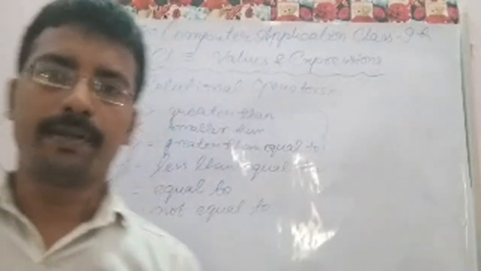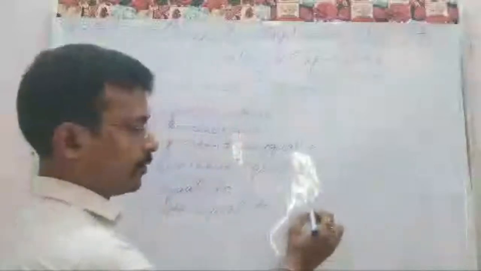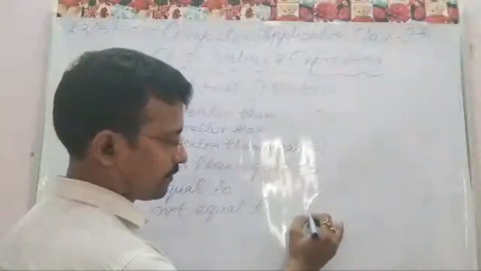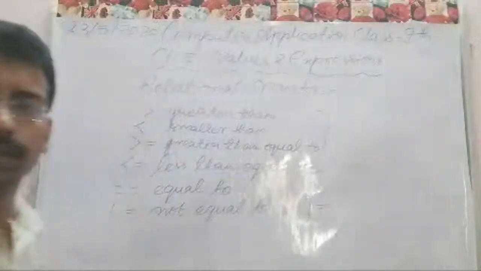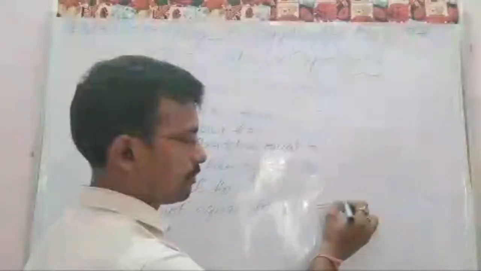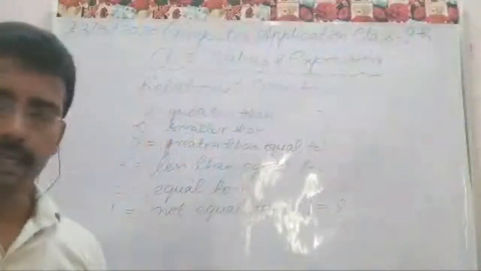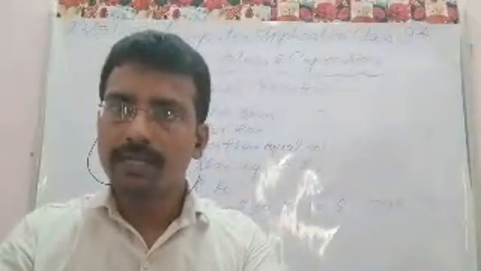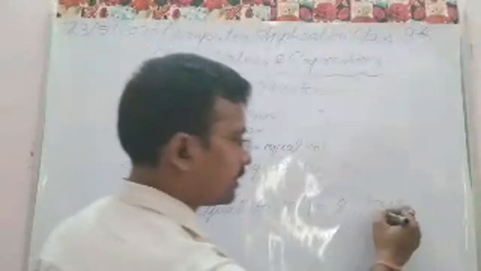Okay. The next operator in the category of relational operators is not equal to. Not equal to is represented with this sign, and it is used for checking negative equality. Suppose I say 10 is not equal to 8. Yes, it is true. Why? Because 10 will never be equal to 8. Yes, correct. So this is the result of the not equal to operator.